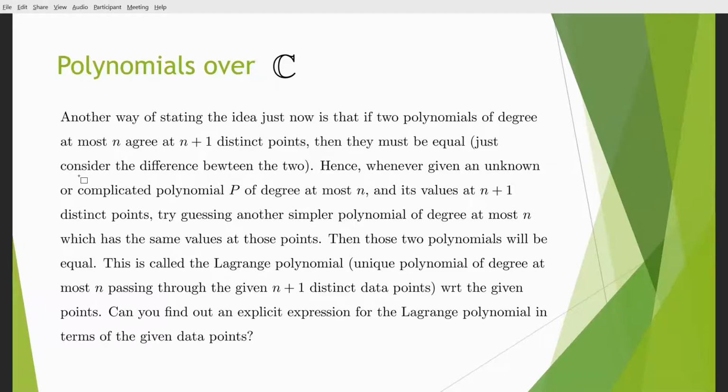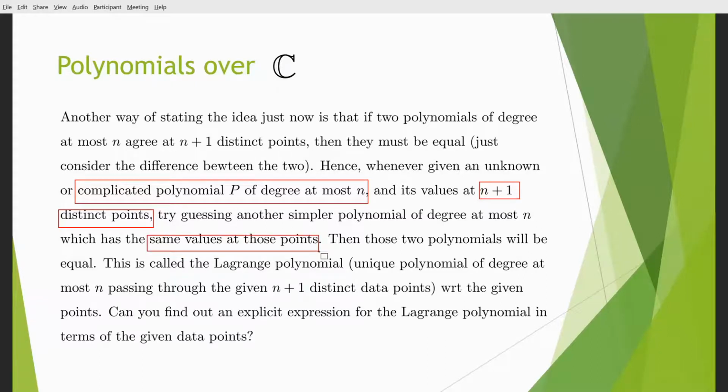Suppose you are given an unknown or very complicated polynomial P whose degree is given to be at most n, and you know its values at n plus 1 distinct points. We don't want to deal with complicated expressions, so we try guessing another simpler polynomial of degree at most n which has the same values at those points. Then by the argument we gave just now, those two polynomials will be equal. For example, you will see a problem in the PDF, something like P(0) equal to 2020, P(1) equal to 2019. In that one, P is an unknown polynomial, but you know its values at many points. So what you try doing is guessing another polynomial, let's say Q, whose values at those points are the same. If you have two polynomials P and Q of degree at most n whose values at n plus 1 distinct points are the same, then those two polynomials must be equal.